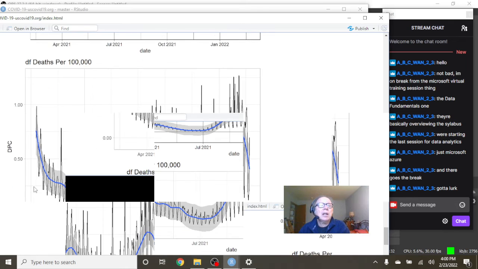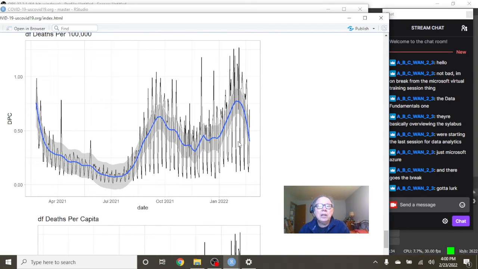What about deaths per 100,000? Well, again, the deaths here, let's round it up to one half person. So right now, on average, for every 100,000 people, one half of a person is dying from COVID-19.